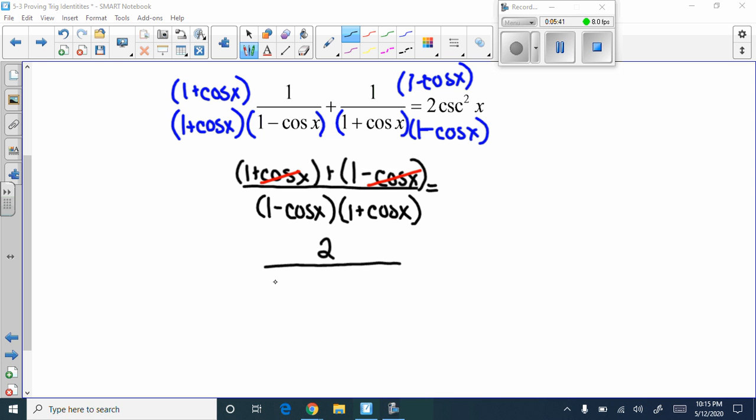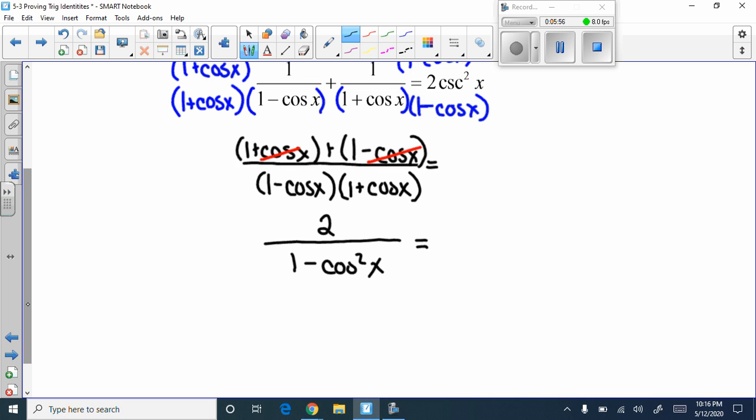And now, since that's not going to cancel with either of those factors, I'm going to go ahead and multiply it out. They're the difference of two perfect squares here, so I'm going to get 1 minus cosine squared x. Now, 1 minus cosine squared x, that's one of our Pythagorean identities. Cosine squared plus sine squared is equal to 1, so 1 minus cosine squared x is equal to sine squared x.